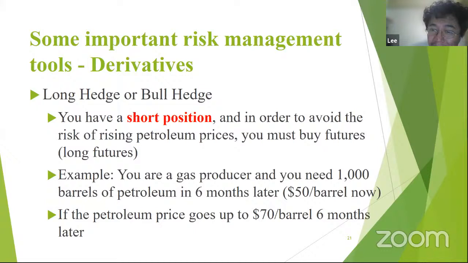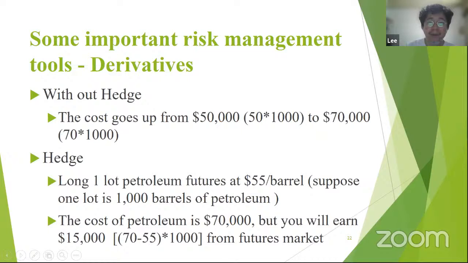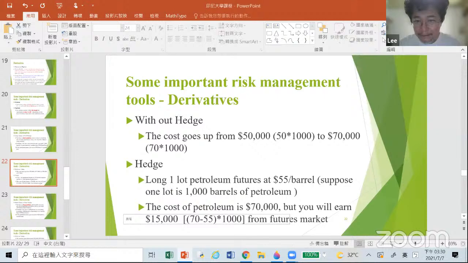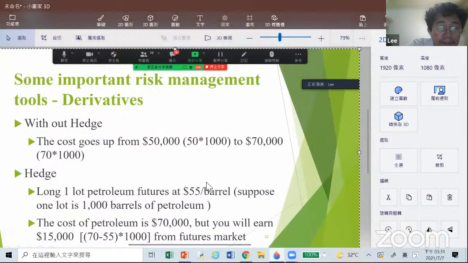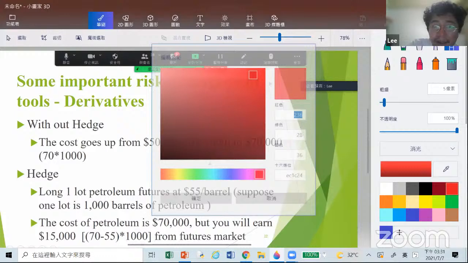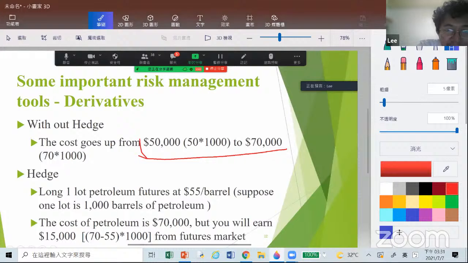It means if the price goes down to 40, without hedge, you can only pay $40 a barrel to get the petroleum. So in total, you only have to pay $40,000, but because you hedge, you still have to pay $50,000. You still have to pay $50,000. Yeah, this is after we hedge. So we just fixed our cost at $50,000.